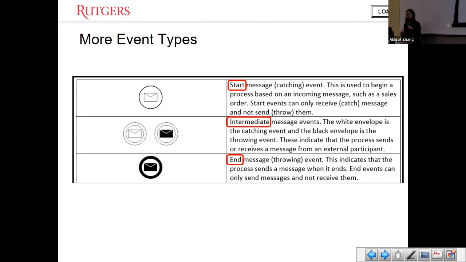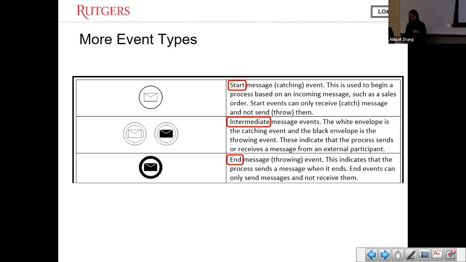If it's receiving a message, then we use a double circle with an opaque envelope inside. If it's throwing out a message or sending out a message, this is a solid envelope, right?